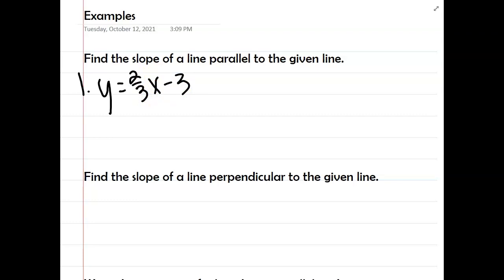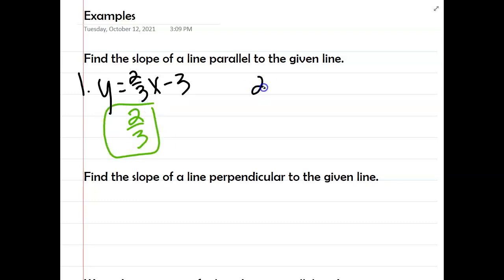If I wanted to write a line parallel to this line, I need to know the slope of this line because my line is going to have the same slope. As long as it's in y equals, you can tell what the slope is. It's in y equals, what's the slope? 2/3. So if the slope of this line is 2/3, what's the slope of a line parallel to this line? Also 2/3, right? Same thing.